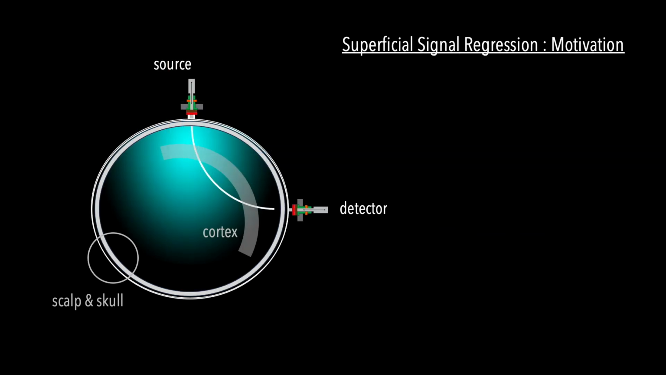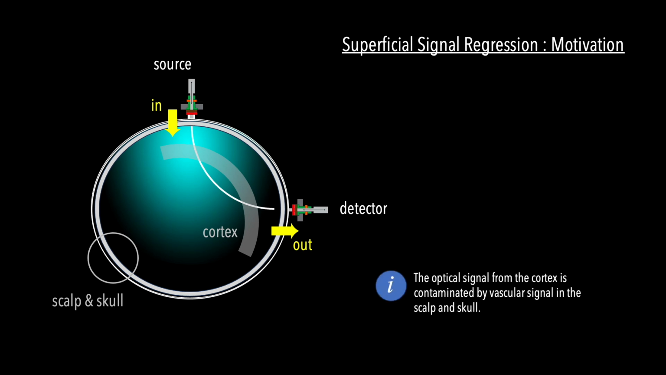Light used to interrogate the cortex must cross the scalp and skull as it enters the head, and likewise must cross the skull and scalp prior to arriving at a detector. As a consequence, the neural signals of interest are contaminated by vascular signals in the scalp and skull. These generally have similar spectral content, and so cannot be separated by simple filtering. Instead, a regression technique is used.